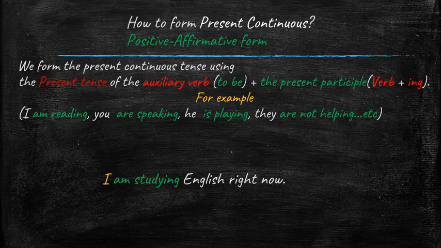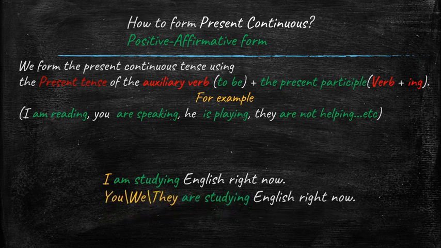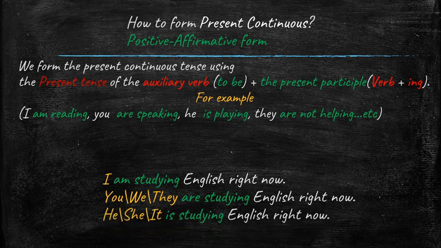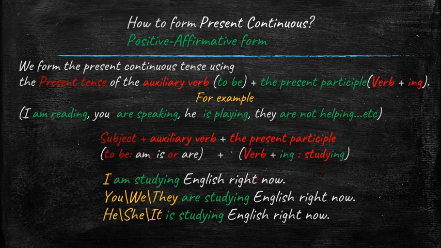I am studying English right now. You, we, they are studying English right now. He, she, and it is studying English right now. So the sentence structure is subject plus auxiliary verb plus the present participle. The auxiliary verb here is the verb to be in the present simple, which is am, is, or are, plus the verb plus ing. For example, study, studying. In this case, I am studying, you are studying, etc.